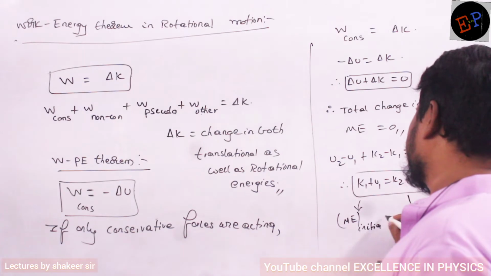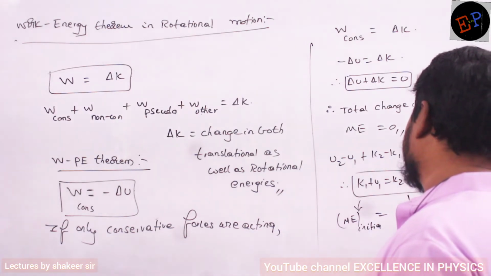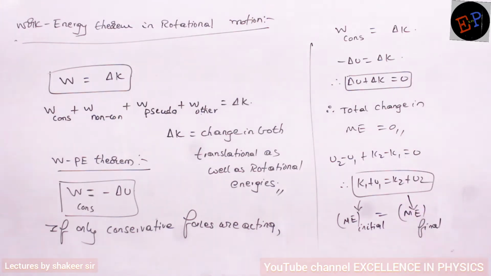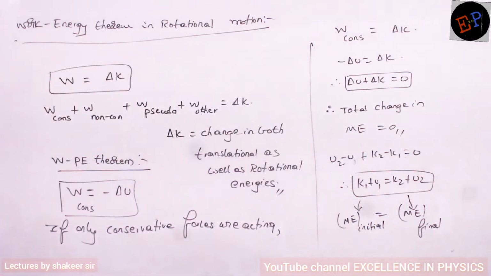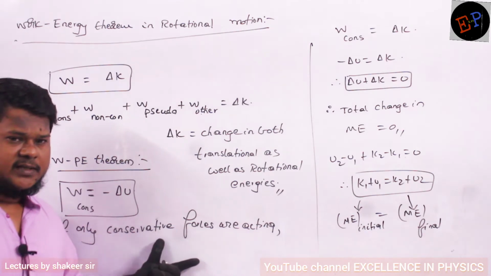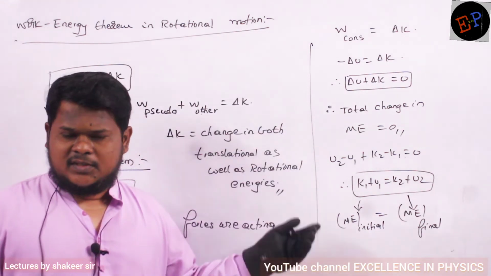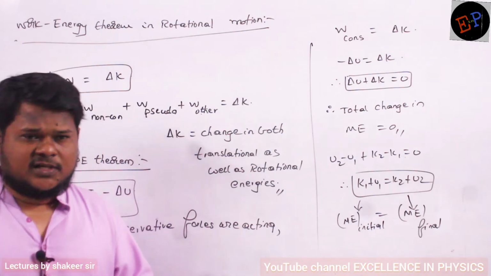And what is this one? This is final mechanical energy. Understood? It means mechanical energy change doesn't happen. In which condition? If only conservative forces are active. Same equations we derived in work, power, energy also. Here also same equations. But what is the difference between that chapter and this chapter?